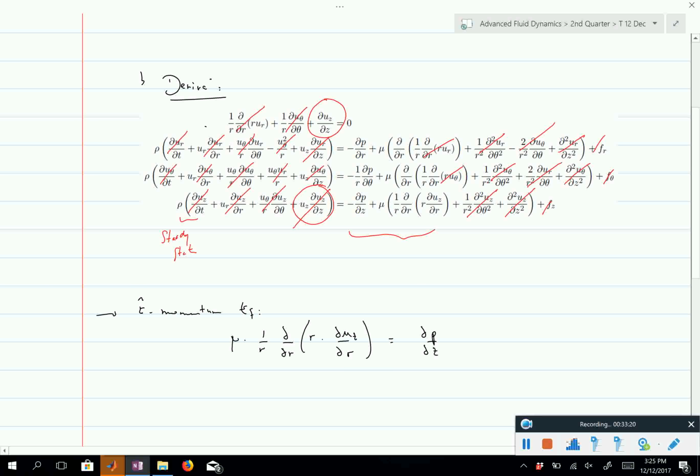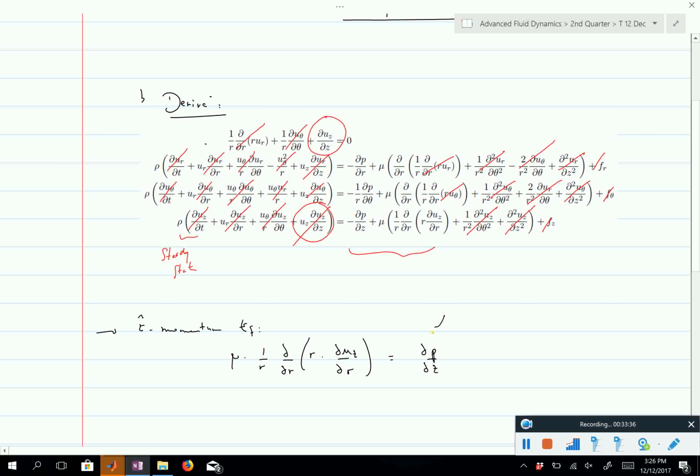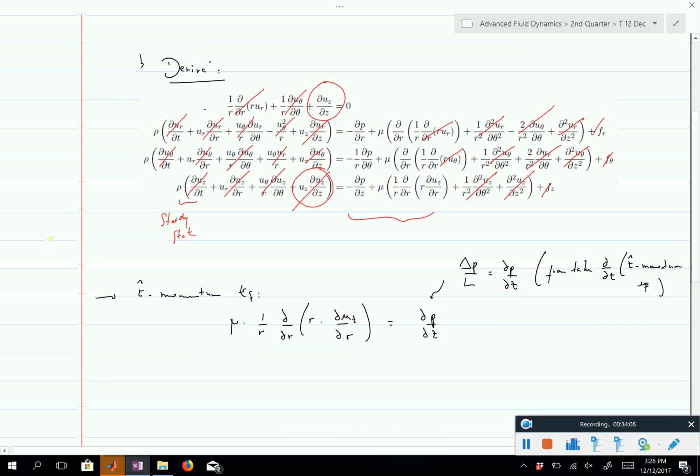Now the same manipulation: if I took the partial with respect to z of my z momentum equation, I would get that the second partial of p with respect to z is equal to 0, and therefore partial p over partial z is a constant. It's the same manipulation as before. So I actually know that partial p over partial z is equal to delta p divided by L. This is from taking partial over partial z of the simplified z momentum equation. And so this is a constant in particular.